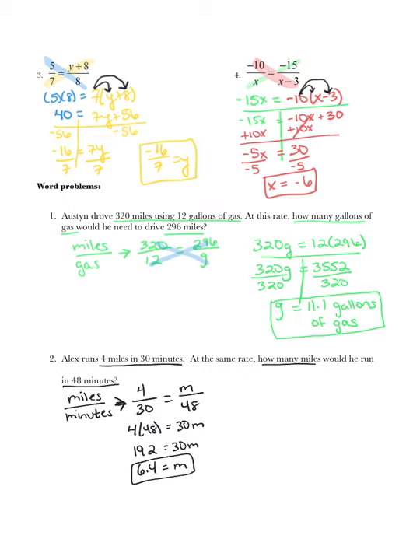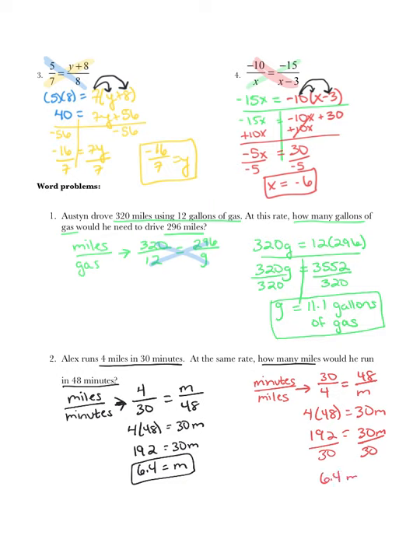Now I'm going to set this up a different way. I want you to check it out, okay? I'm going to do minutes to miles. Let's see if there's a difference. Got minutes on top, so that'd be 30 minutes, 4 miles, 48 minutes, m miles. It's still the same equation, isn't it? Cool.